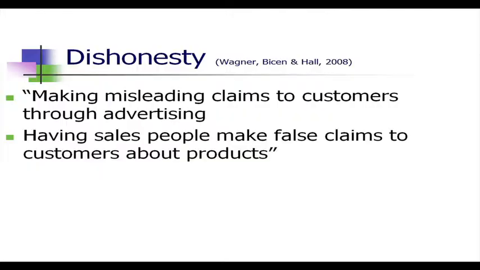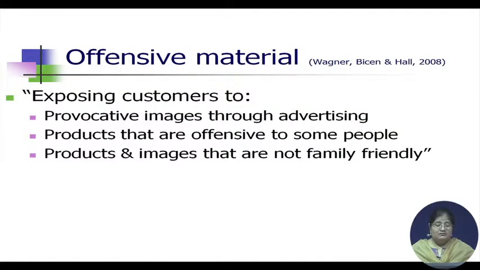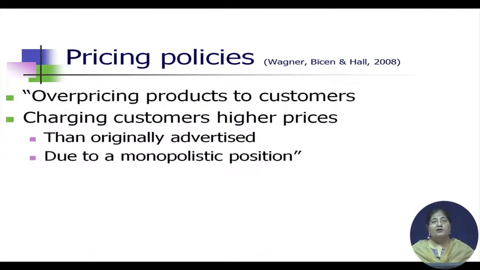Dishonesty: making misleading claims to customers through advertising, having salespeople make false claims to customers about products. Offensive material: exposing customers to provocative images through advertising, products that are offensive to some people, and products and images that are not family friendly. And pricing policies: you could have overpriced products, charging customers higher prices than originally advertised, or higher prices due to a monopolistic position. So if you want it, this is how much you need to pay, otherwise you can't buy it from here. If I have to travel, say, 5 kilometers to buy something, I might as well pay a little higher here and save myself the trouble and the money I would spend on transportation to another place.